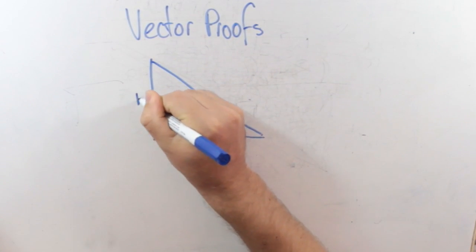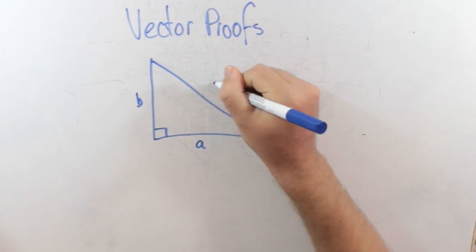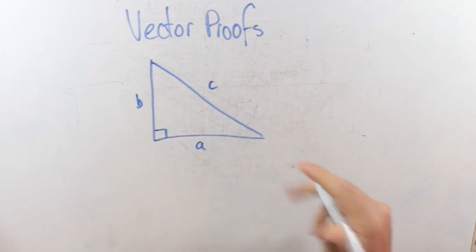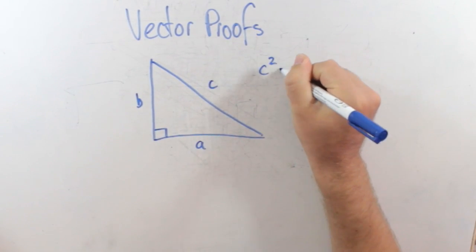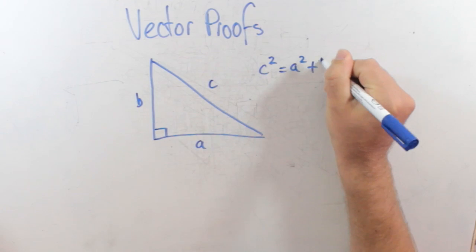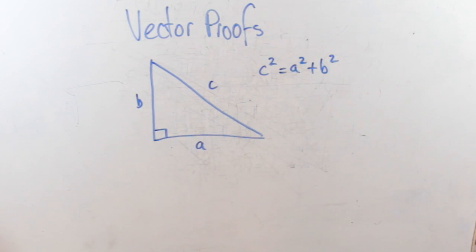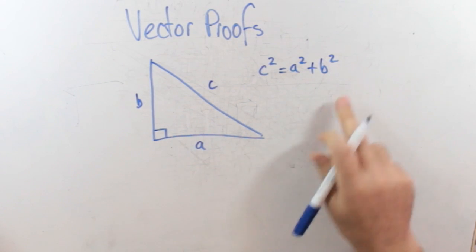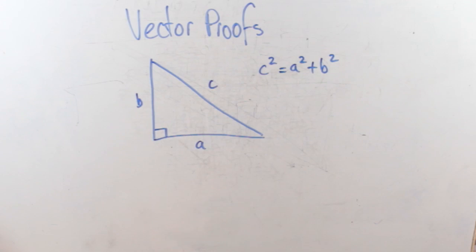and we know side length A and side length B. We call this side length C, the hypotenuse. We know that C squared equals A squared plus B squared. So that's the identity we're trying to prove, and we're going to prove it using vectors.